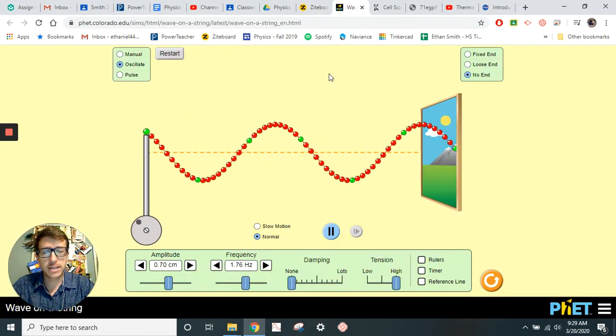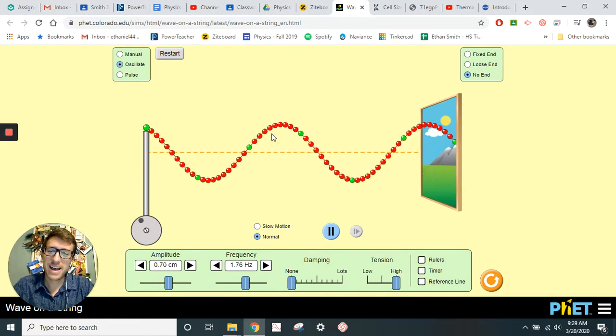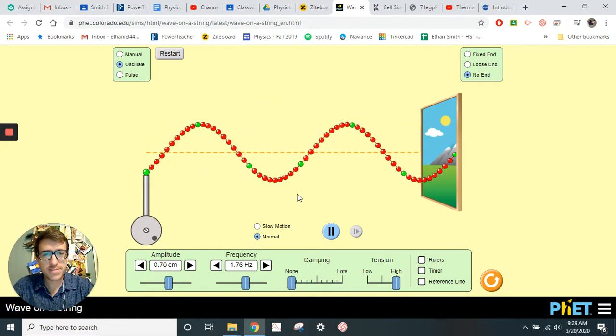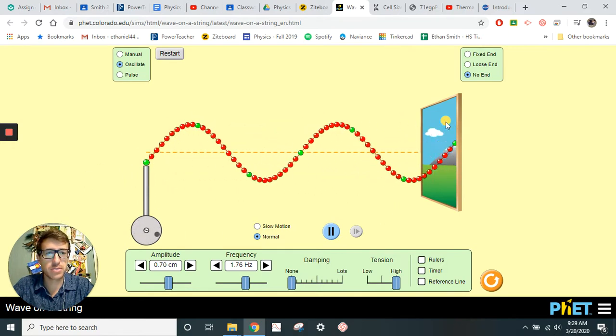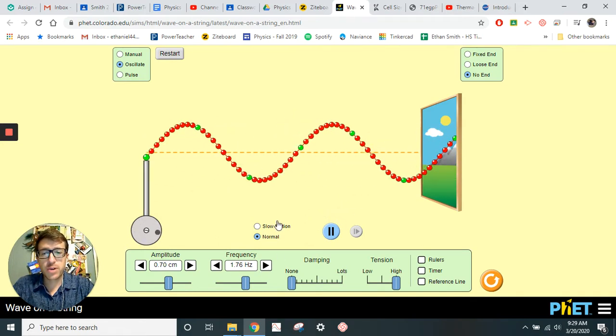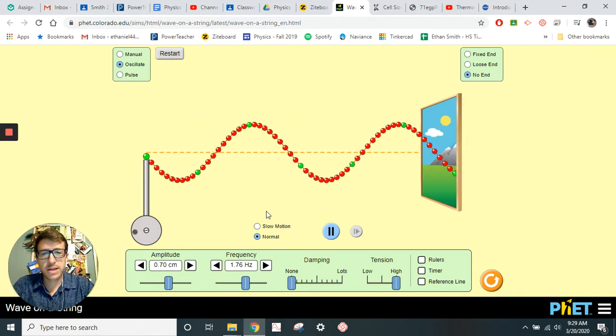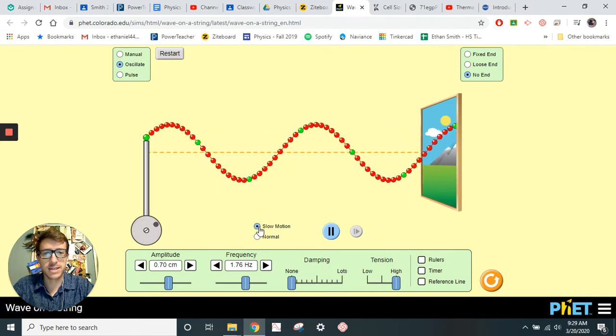Now, I added a link to this on Classroom. It's called a wave on a string simulator from PhET, and it's very satisfying. Here I have a wave that's being created. It has a certain speed, traveling along. It has a certain wavelength and a certain frequency. Now, if I slow this down to slow motion, boom.